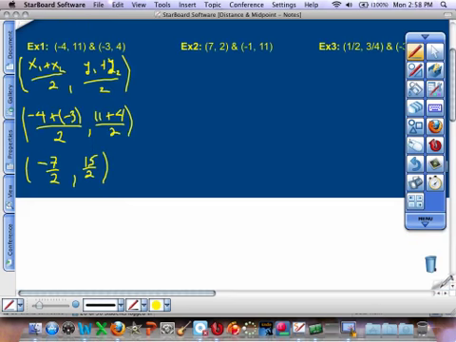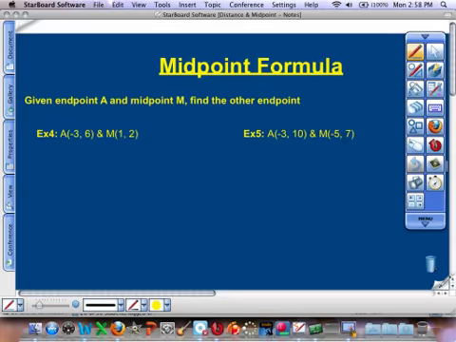Alright, so now guys, what this is really saying is if I'm giving you the endpoints, this formula will allow you to find the midpoint. Okay, that's what this type of problem has. Now I want you to read the directions on the next slide, because this is slightly different. Read the directions.